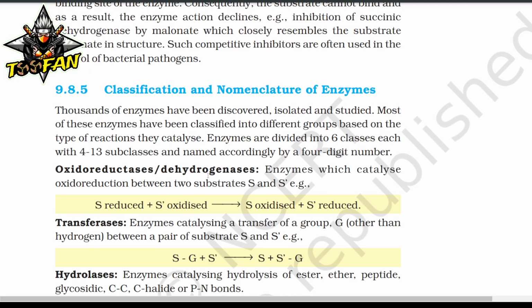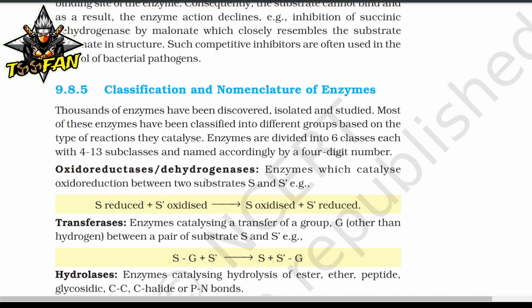Classification and nomenclature of enzymes. Thousands of enzymes have been discovered, isolated, and studied. Most of these enzymes have been classified into different groups based on the types of reaction they catalyze. Enzymes are divided into 6 classes, each with 4 to 13 subclasses, and named accordingly by a 4-digit number. Oxidoreductases, dehydrogenases: enzymes which catalyze oxidoreduction between two substrates. Example: S reduced plus S' oxidized gives S oxidized plus S' reduced.